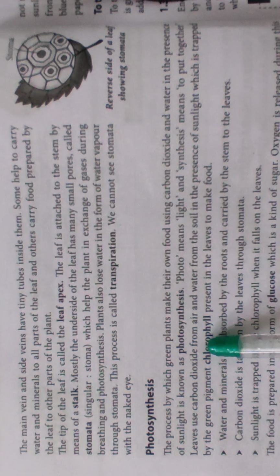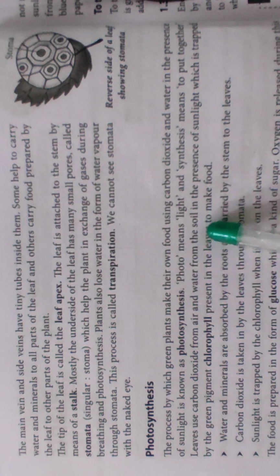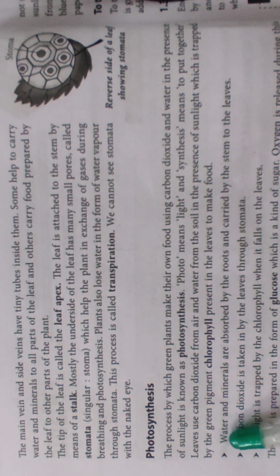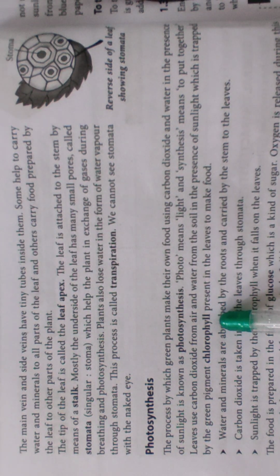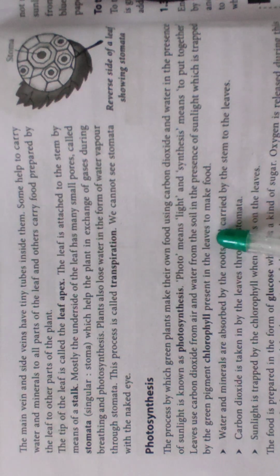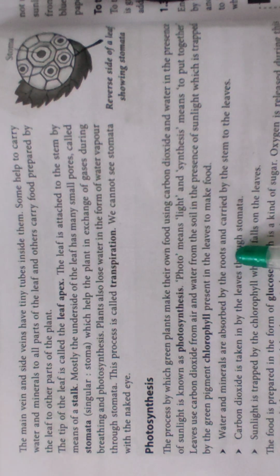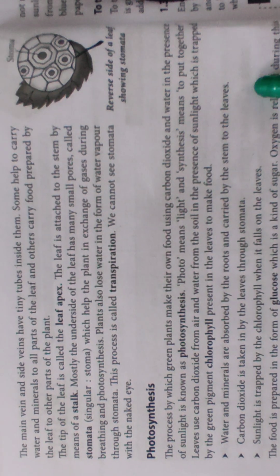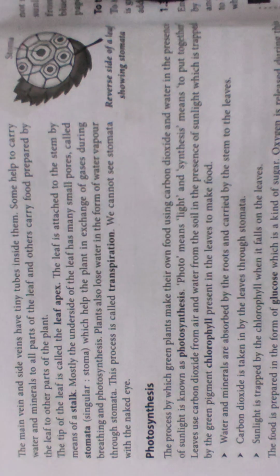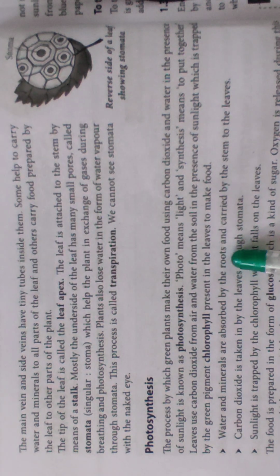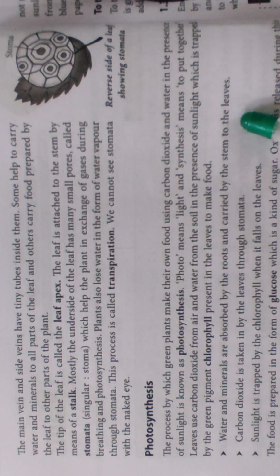So leaves use carbon dioxide from air and water from the soil in the presence of sunlight, which is trapped by the green pigment chlorophyll present in the leaves to make food. Water and minerals are absorbed by the roots and carried by the stem to the leaves.